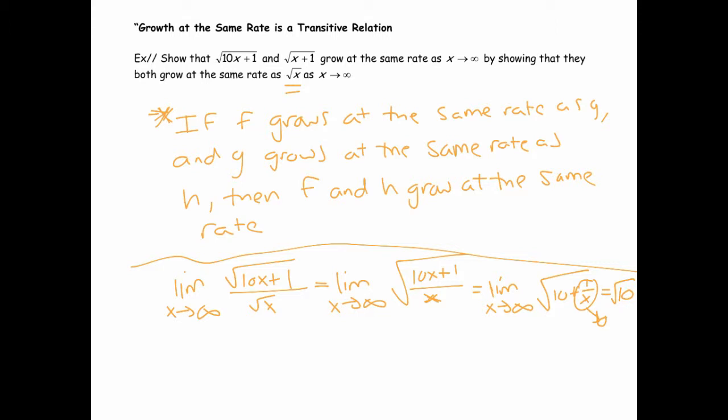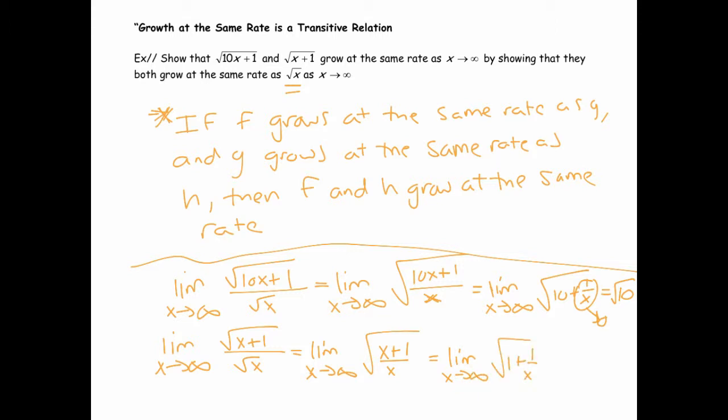All right, and then now let's compare the other one, square root of x plus 1 divided by root x. Again, it was a good idea to put the root x plus 1 on top, because now I can count on the limit working out pretty nice. This is 1 plus 1 over x, so this goes to the square root of 1, which is 1.